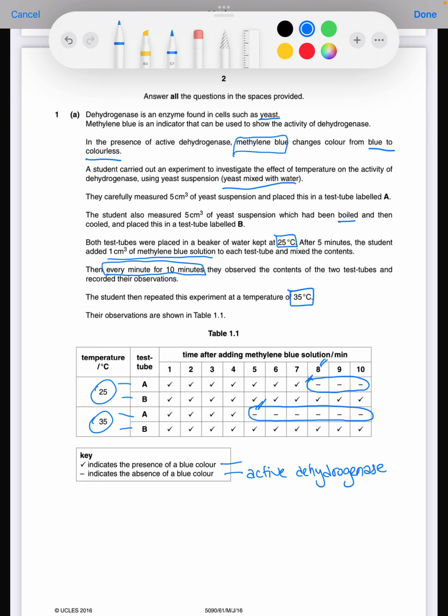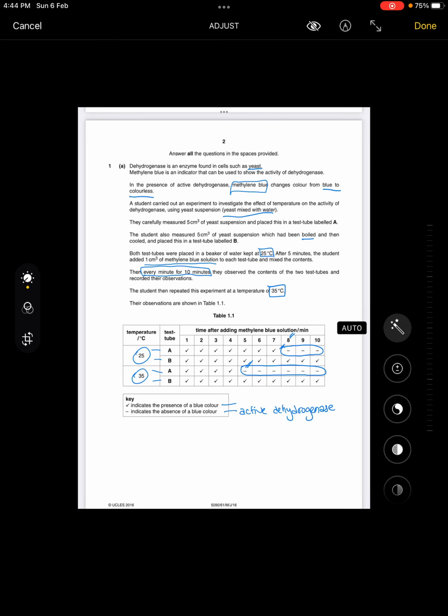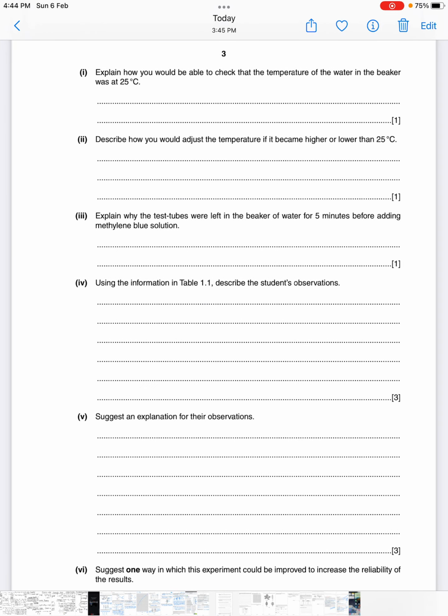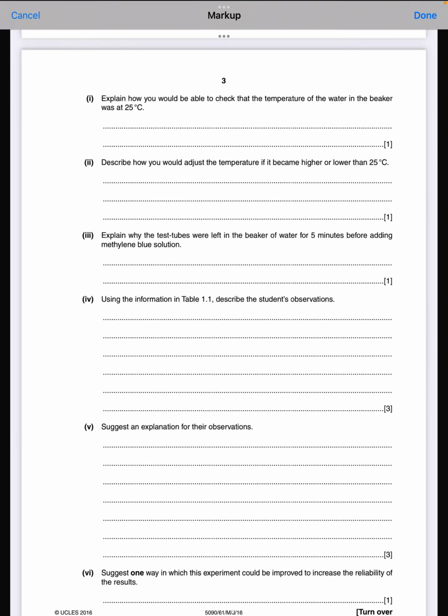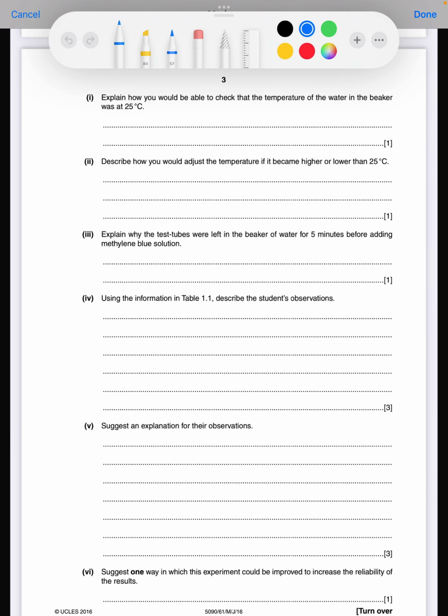Now let's move on to the next page. Now explain how you would be able to check that the temperature of the water in the beaker was at 25 degrees Celsius. How would you check a temperature? Obviously with a thermometer. So simply, because it's 1 mark, you can just simply write use thermometer.